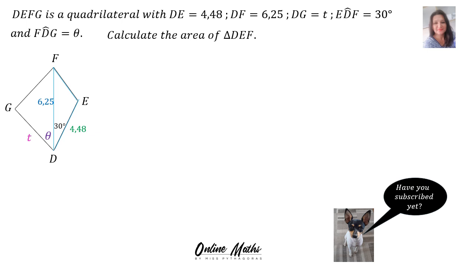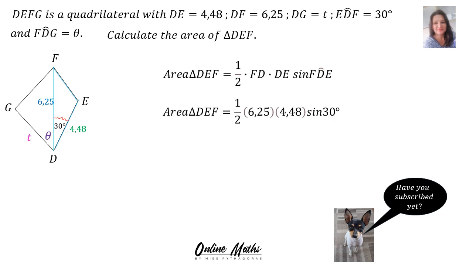Now, by now you know that you have to write the area rule in terms of two sides and an included angle. So therefore, the area for triangle DEF is equal to a half FD times DE, the sine of angle FDE. And we can substitute. Area equals half 6,25 times 4,48 sine of 30.